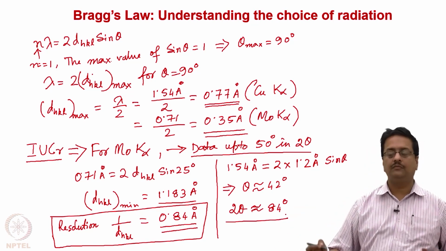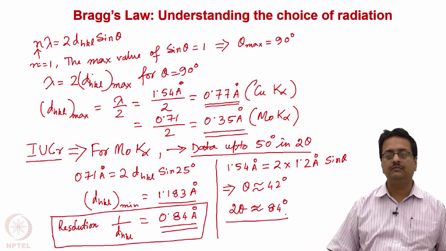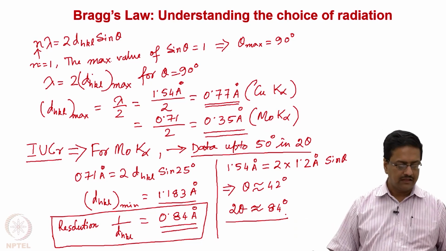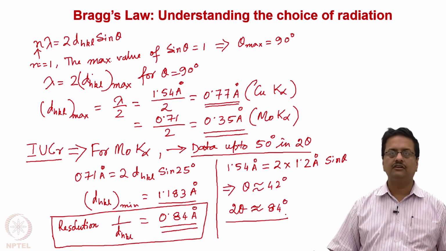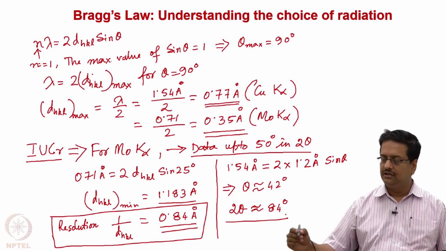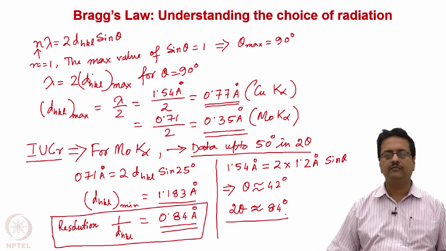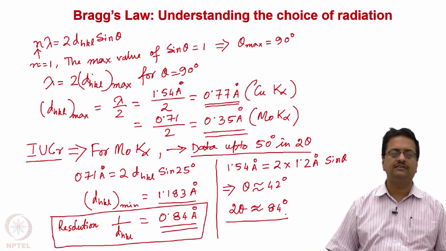So in case of copper, you need to collect data up to a very much higher angle compared to molybdenum data to achieve the same resolution. So this indicates that by using copper data, you should collect data up to a high angle. If you are collecting using molybdenum, you restrict yourself up to 50 degrees of 2 theta to collect a routine X-ray diffraction data.